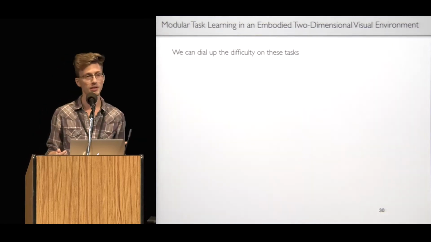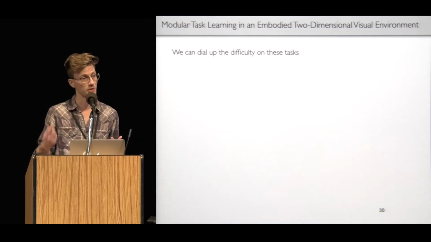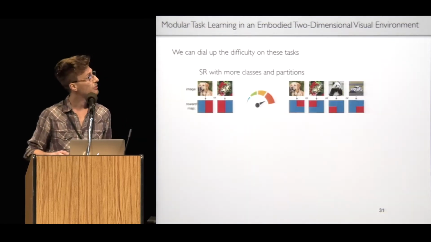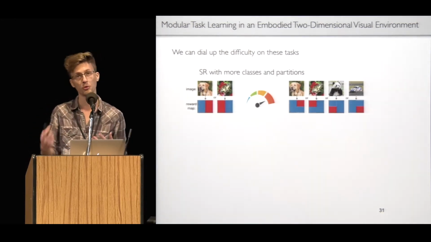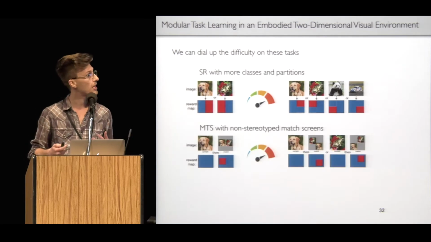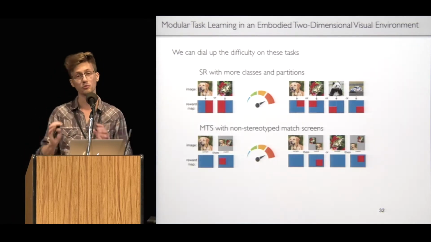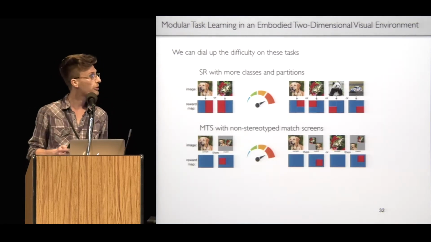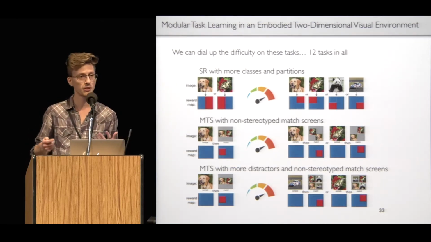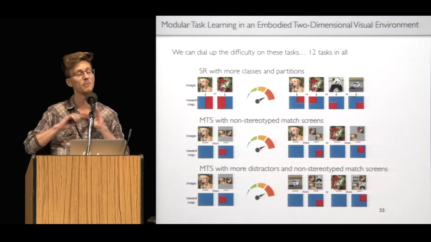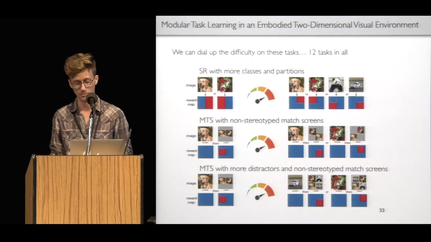And there's a wide variety of tasks that we also chose to study with different difficulties. So, for instance, stimulus response, you can add more classes and further partition up the reward regions. Match to sample, you can take the boxes on the match screen and randomly shuffle them around, or you can add even more distractor classes to the match screen. So ultimately, there's a wide spectrum of potential touchscreen task variants encompassing many different experimental setups.